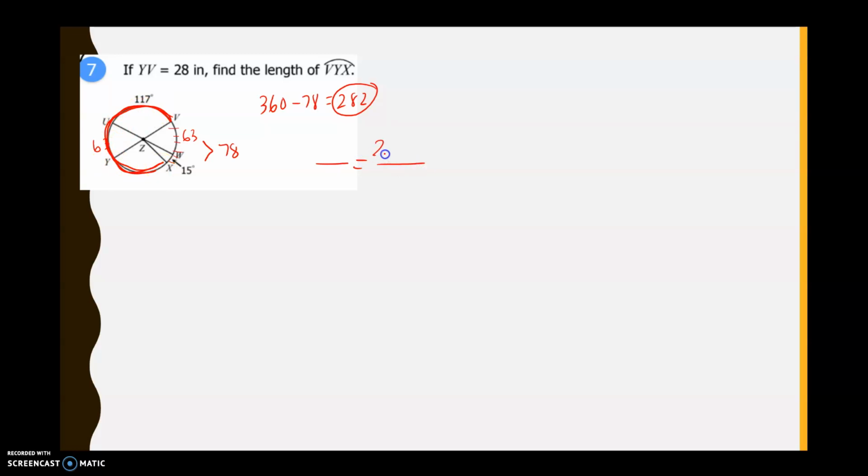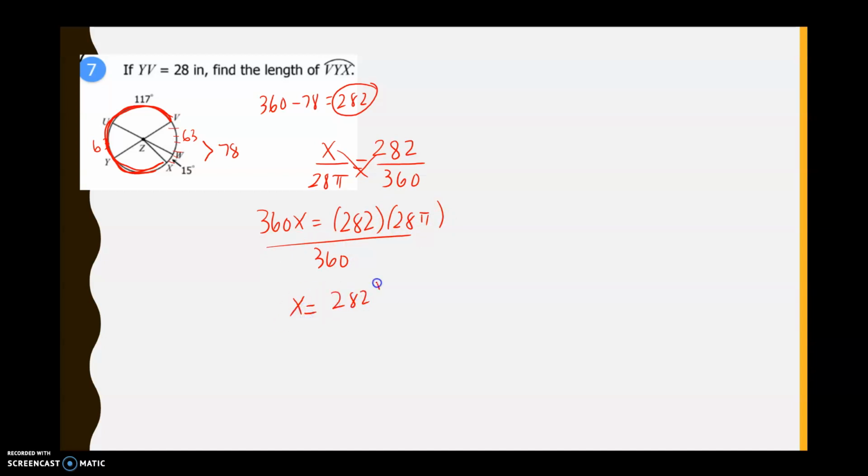So now that I have the measure of the arc that I'm looking for, that's 282 over 360. I'm looking for the length, and that's going to go over my circumference. They're telling us that YV, my diameter, is 28, so it's going to be 28 pi. So I just cross multiply here and I get 360x is equal to 282 times 28 pi, and then divide both sides by 360. So in your calculator, you're doing 282 times 28 pi divided by 360, which means x is approximately 68.9.